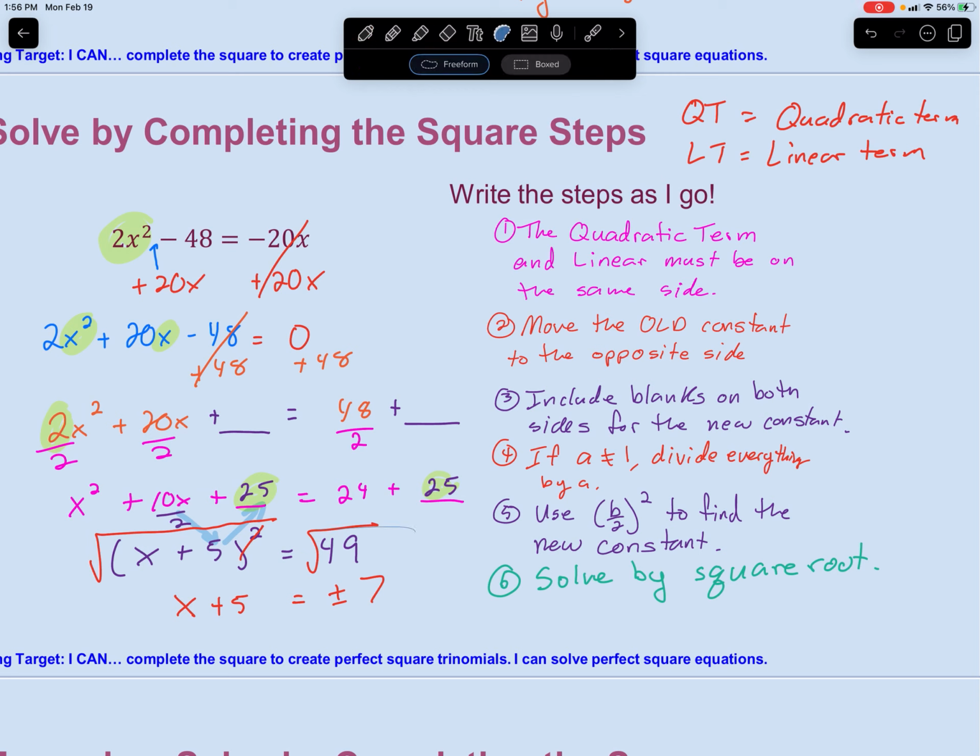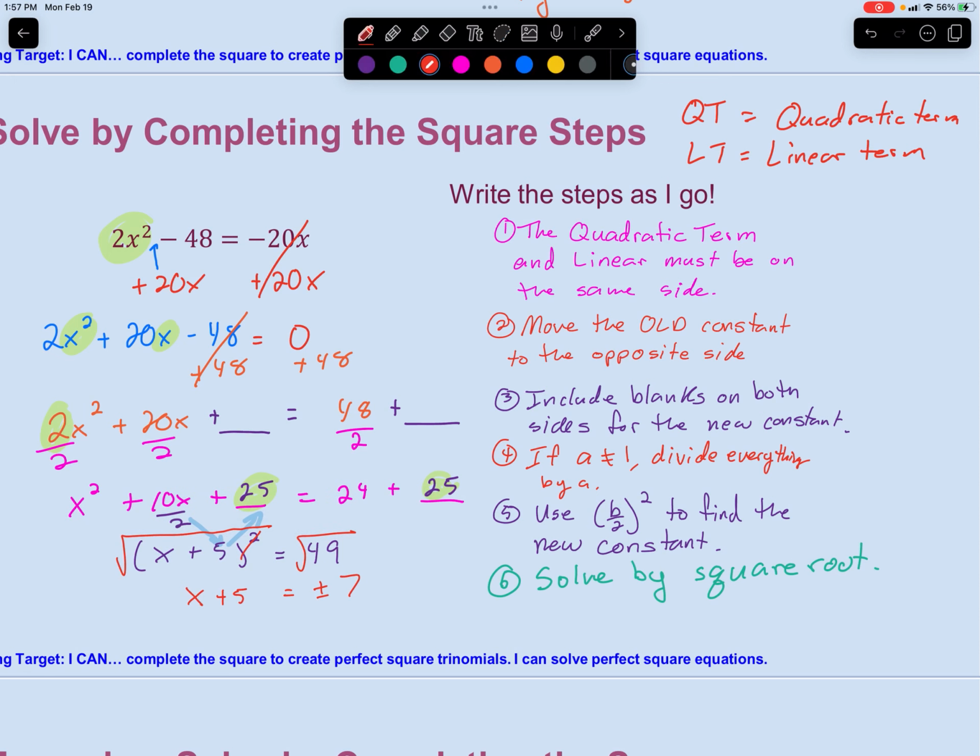And now it's just like what we did yesterday. I can write two equations and solve it. x plus 5 equals 7, and x plus 5 equals negative 7. Subtract 5, x equals 2. Subtract 5, x equals negative 12. So our two solutions are 2 and negative 12.